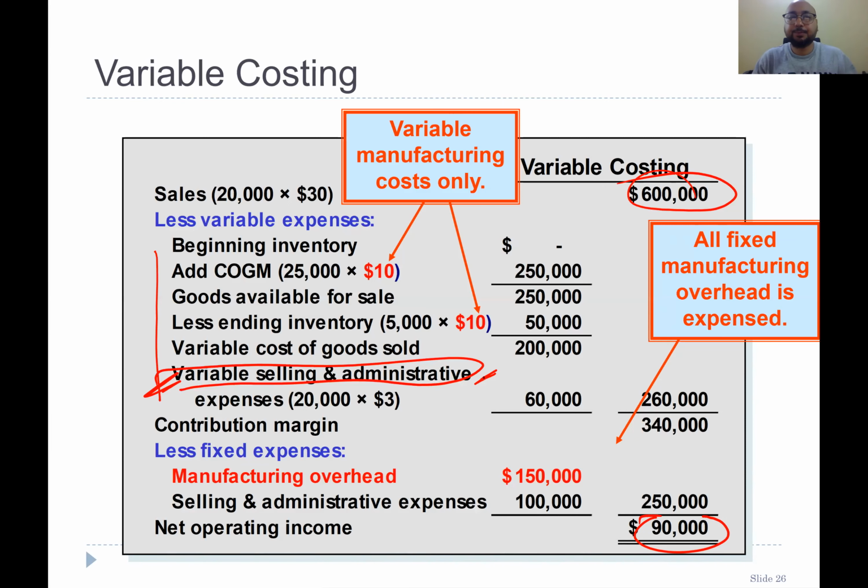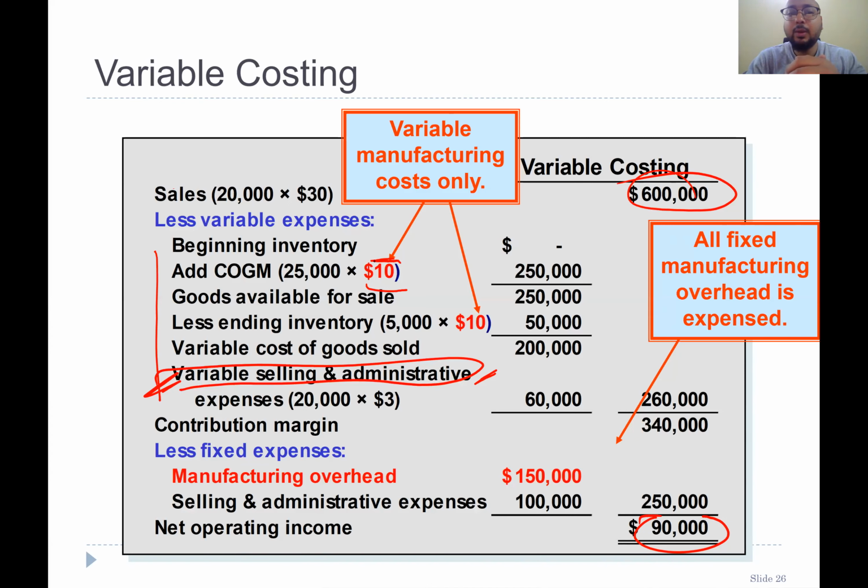So we have sales minus the variable cost. Variable costs include the direct material, direct labor. So we have direct material. It means direct material cost is going to be the variable cost. Cost of goods sold is also a variable cost. So cost of goods sold units are 20,000 multiplied by the unit cost 10. So we have 200,000 here.